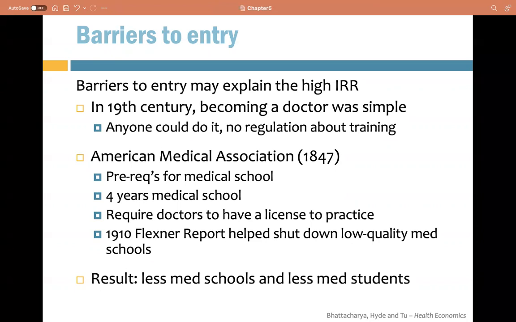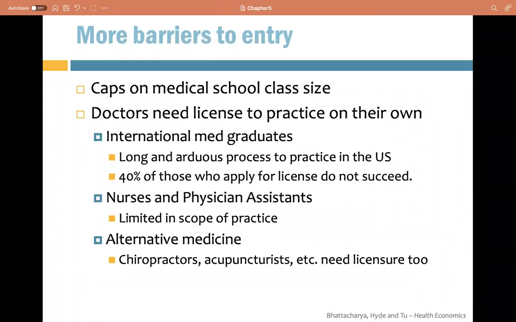And in 1910, there was a report that shut down a lot of low quality medical schools. So we find that there are much fewer medical schools and much fewer medical students. A lot of schools capped the size of the medical school class. Doctors need a license to practice on their own. For international medical graduates, there's a long and arduous process to practice in the United States. And 40% of those who apply for a license do not succeed.